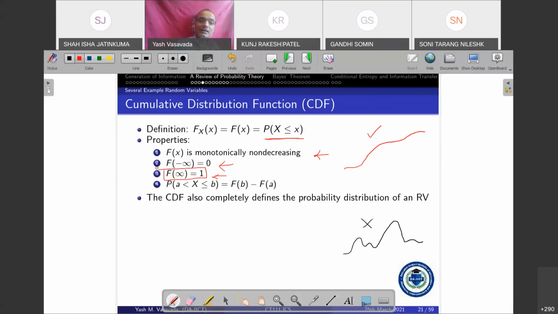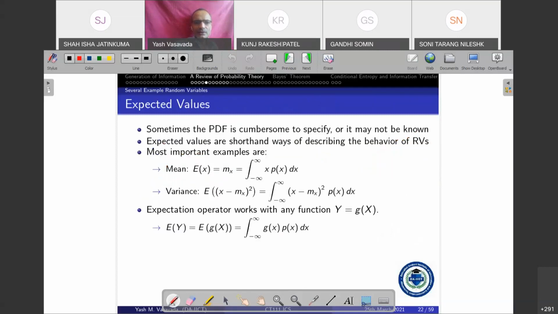Nothing is less than negative infinity. Negative infinity means you are already at the left edge of the real number line. So the probability of that happening is also well defined. It is going to be 0. Okay, so let us move on.